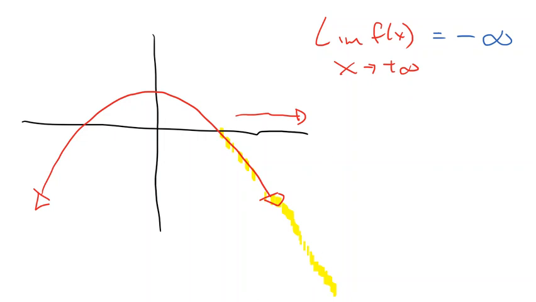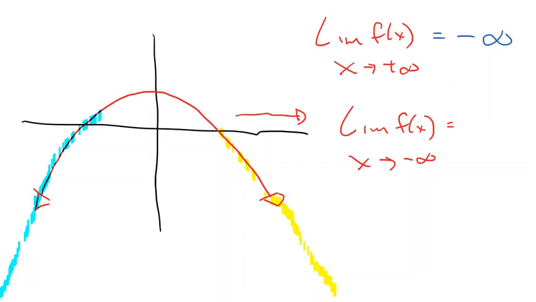And same thing over on the other side, the limit of the function as x is getting infinitely small, going towards negative infinity. Well, over here, the graph is also going down and down. The further we go out to the left, this is going to keep going down and down and down. So the limit as x approaches negative infinity is also negative infinity.